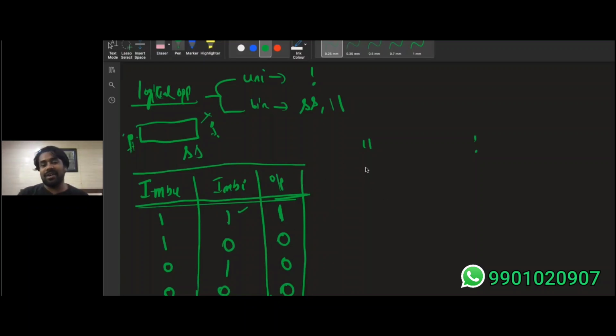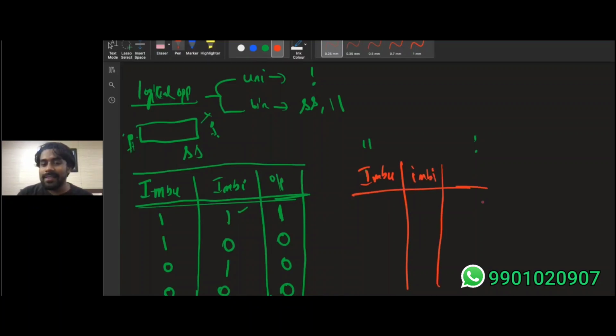Same thing with OR also. I'll take two examples here with Imbu and Imbi, two characters. Here, in place of the bench, you have a chair now. I don't know how to draw the chair, so I'm just drawing it. Both of them are here, Imbu and Imbi. Can they lift the chair, guys? Yes, they can lift the chair. The operation is done.